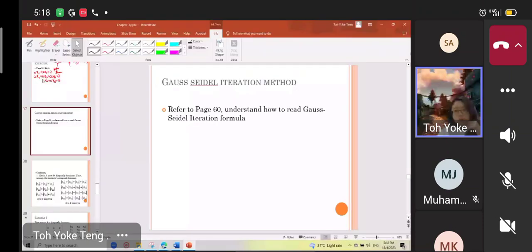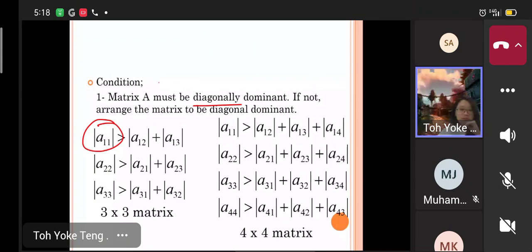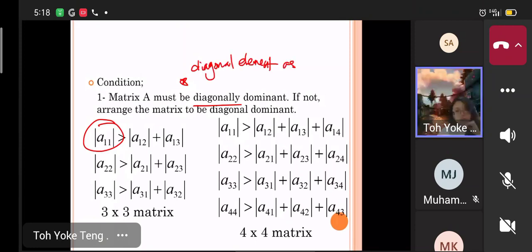Okay, so now I share with you the conditions for diagonally dominant. Diagonally dominant means that the diagonal element is greater than the summation for the row here. So in simple words, the diagonal element is the maximum number for each row.